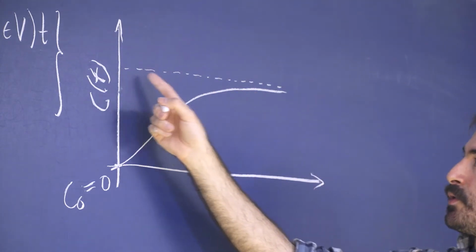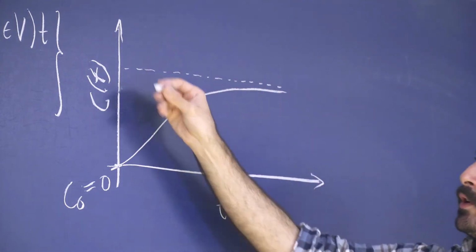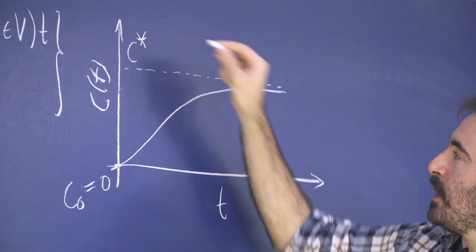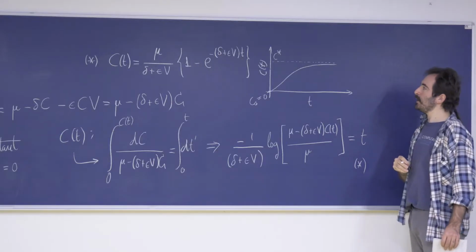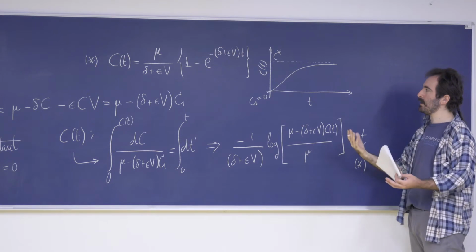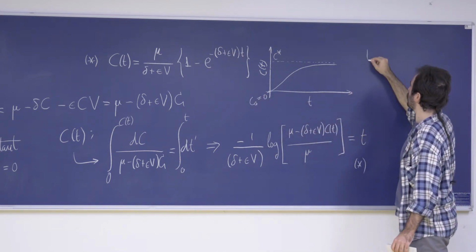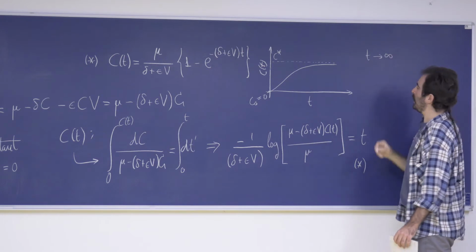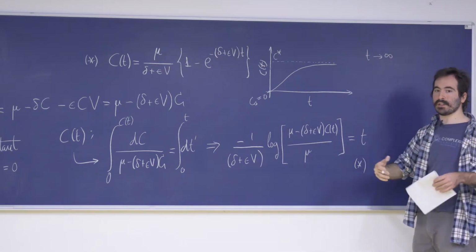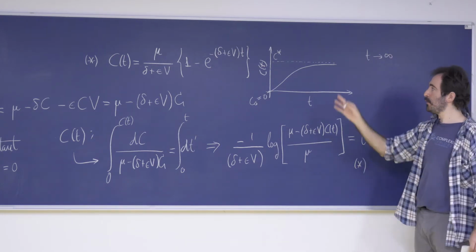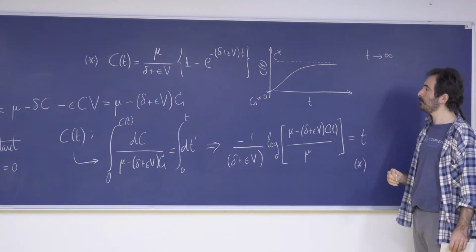Now, this is interesting. We can actually find this saturation point. Let's call it suggestively already C star, and let's actually compute it just as a limit of this function over here. So if we take the limit for t to infinity, that means we are taking the large time limit for the particular solution that we found.